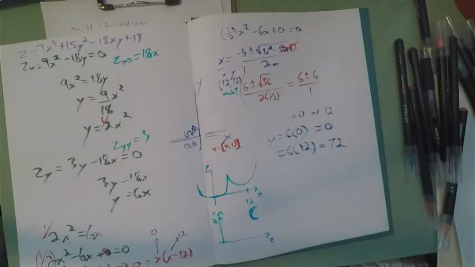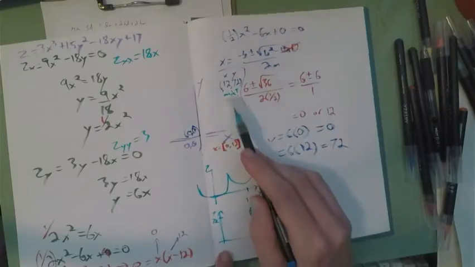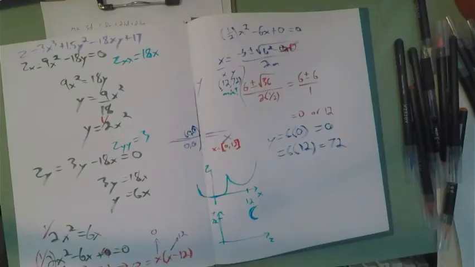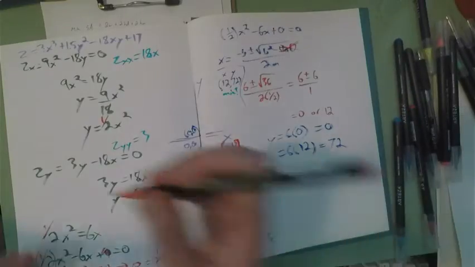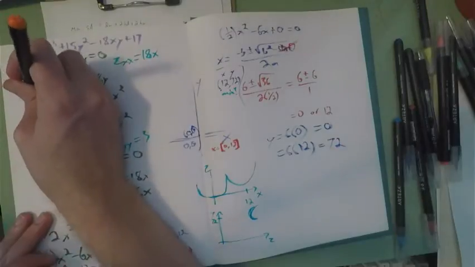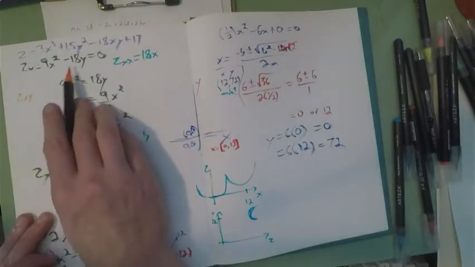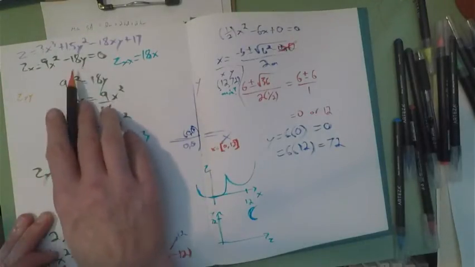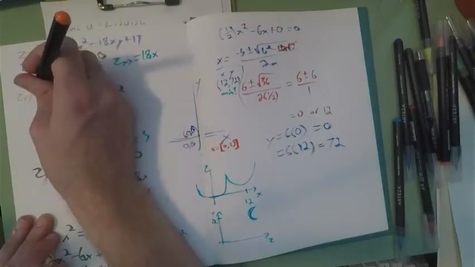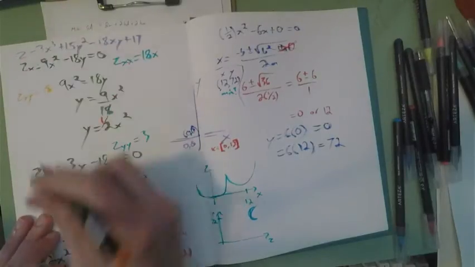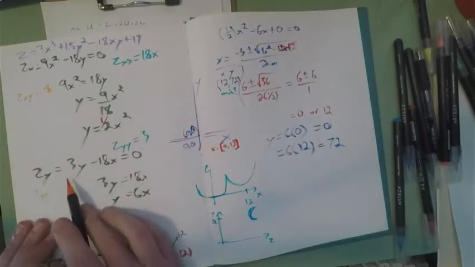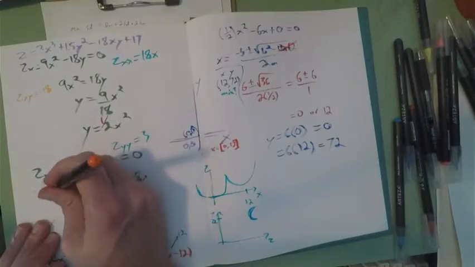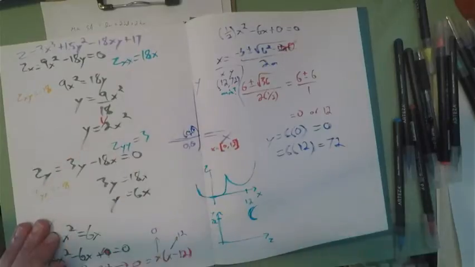Let's start by just asking, is this a local minimum? We need to check one more thing, and that one more thing is what is zxy. So let's take the derivative of this zx with respect to y. We're going to get minus 18, and let's just double check zyx. Take this derivative with respect to x, we also get minus 18.